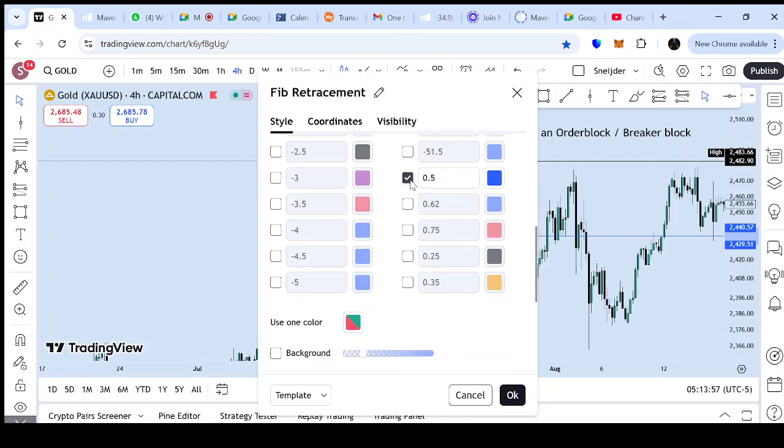Here is the 50%, as in 0.5. We have the 25% level.